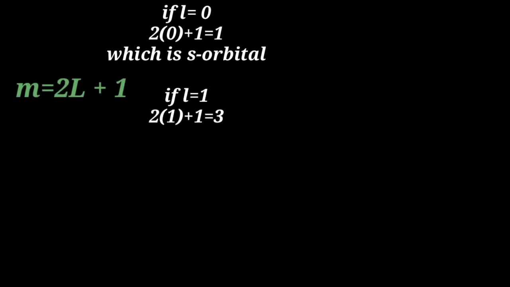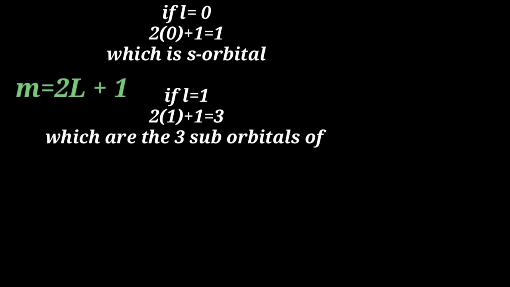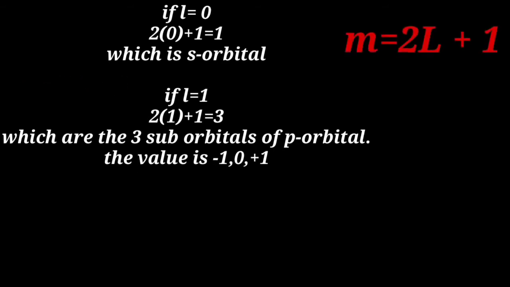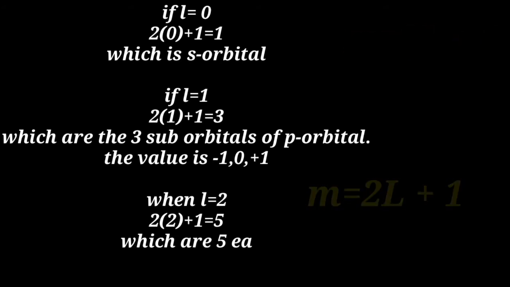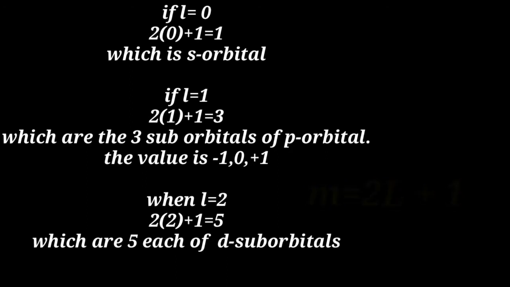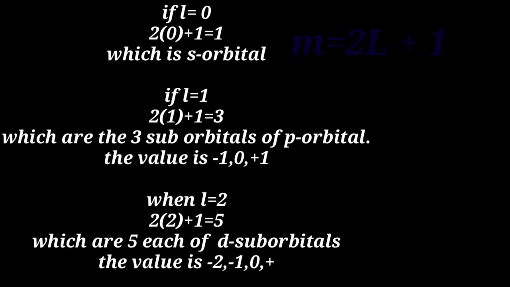When l is 1, we have 2 multiplied by 1, which gives us 2, plus 1. We have 3, therefore we are going to have 3 p orbitals, written as px, py, pz. When l is equal to 2, we have 2 times 2, which gives us 4, plus 1. We have 5 d orbitals, which are dxy, dyz, dxz, dx raised to power 2 minus y raised to power 2, and dz raised to power 2. If l is 3, then you know the answer is going to give us 7 f orbitals.